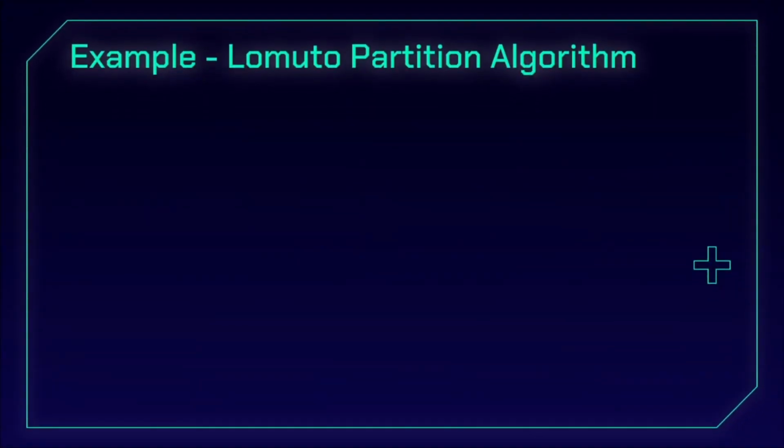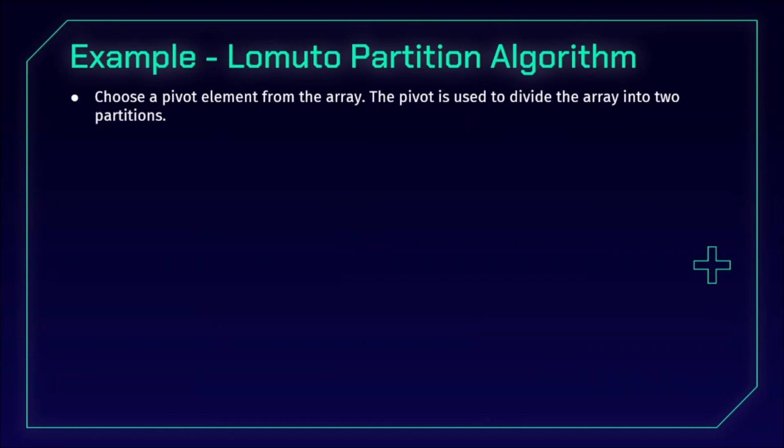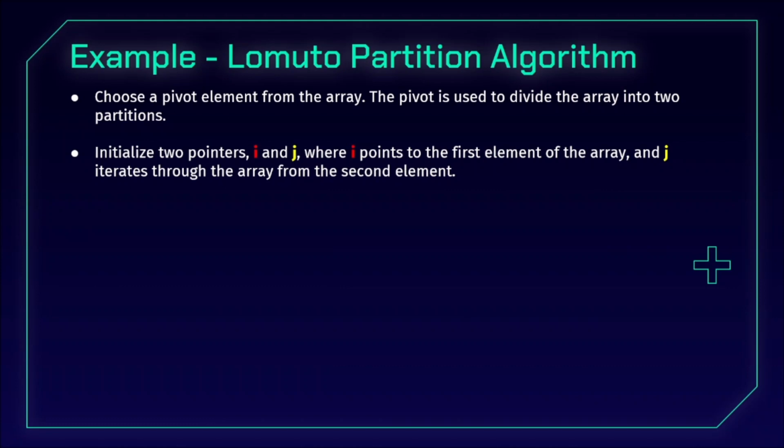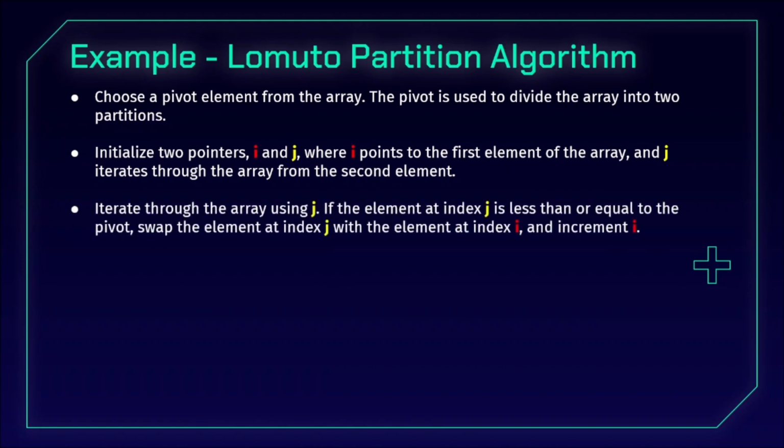Let's get an example. Our example is the Lomuto Partition Algorithm. Select a pivot element from the given array, utilizing it to divide the array into two partitions. Initiate two pointers, denoted as i and j, with i indicating the first array element and j iterating through the array starting from the second element. Traverse the array using the pointer j. If the element at index j is less than or equal to the pivot, interchange the elements at indices j and i, then increment i. Continue this iteration until j reaches the array's end.